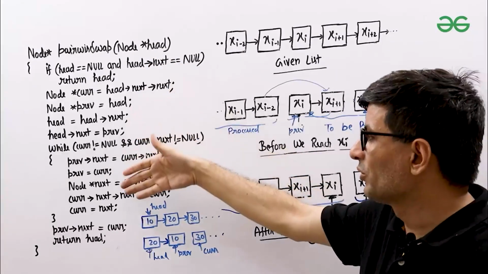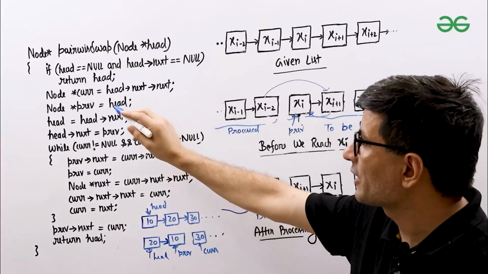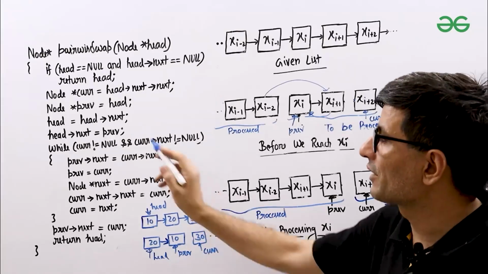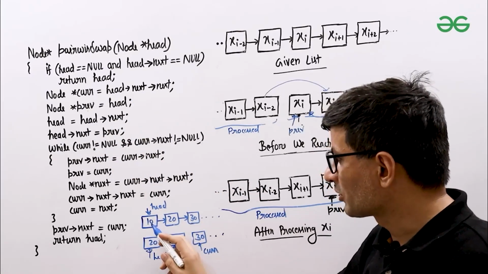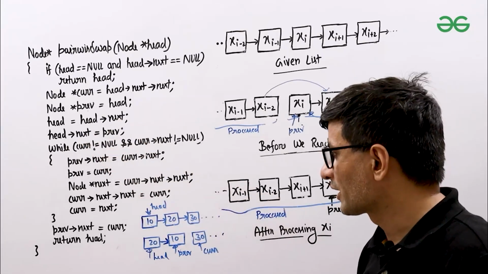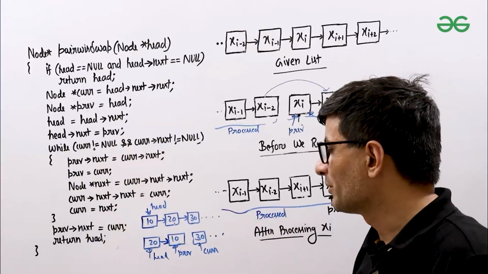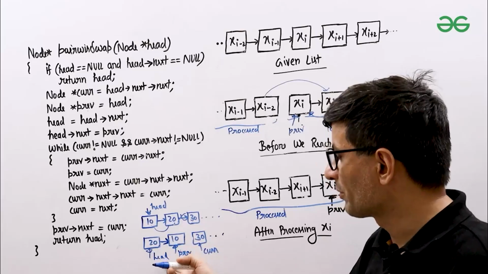And this code is actually doing something similar to this. We are setting current equal to head arrow next, so current comes here. Now we make previous as head, so previous comes to this node 10. That's what we want. Then head equals head arrow next, so head is moved to 20. And we make head arrow next as previous, so we are breaking this link and changing this to 10. That's what we want, right?